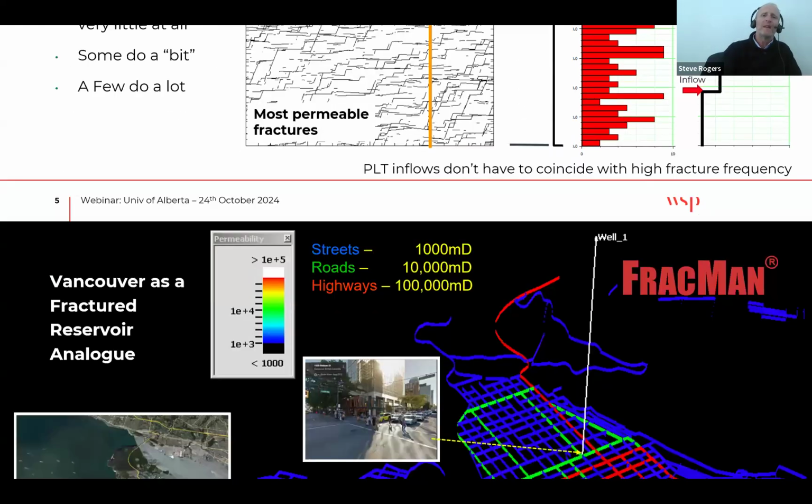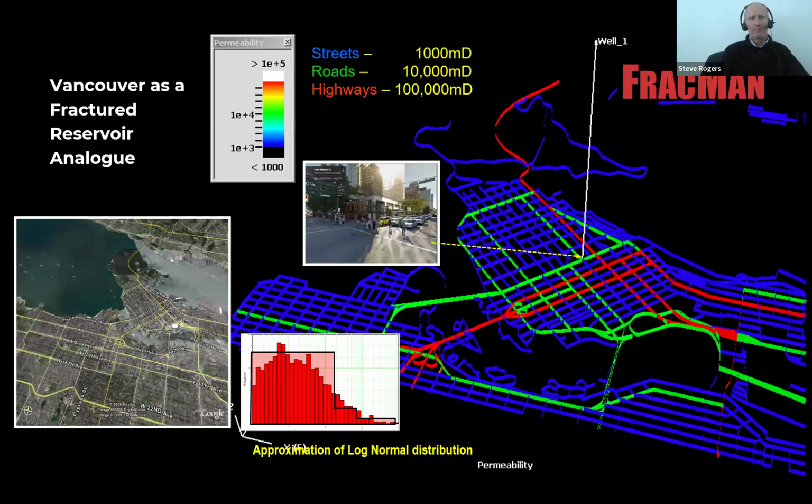So now, to help illustrate some of these issues, more than 15 years ago, I made a little flow simulation of Vancouver just to illustrate exactly this point. Here's a picture on the left of Vancouver, and this well here is at the intersection of Burrard and Robson, if you know where that is.